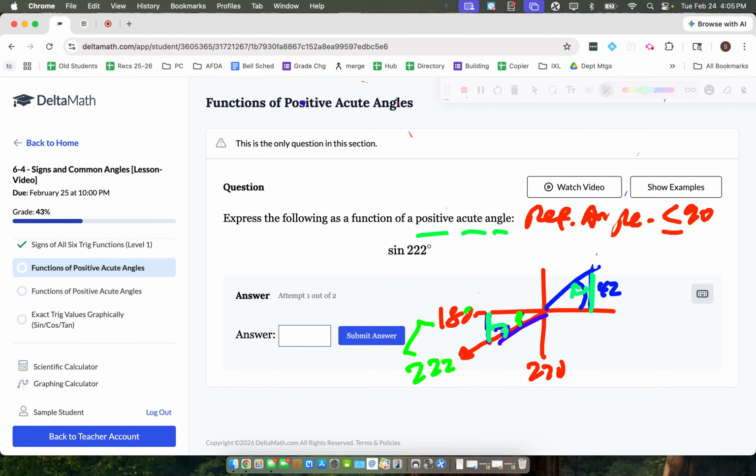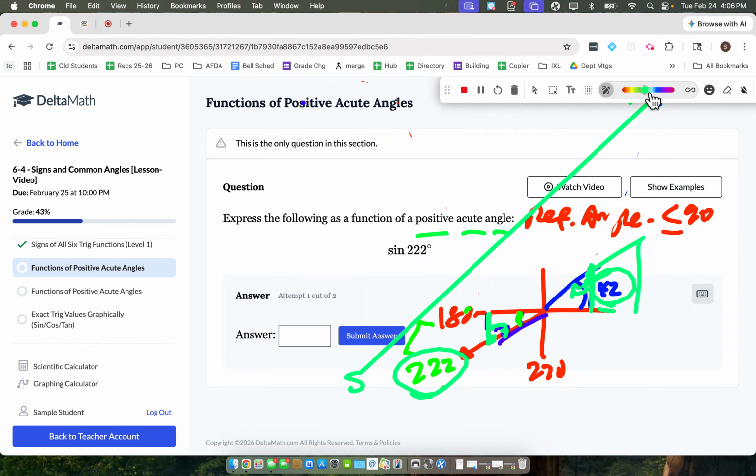It honestly doesn't matter how far out you draw that triangle. The triangles are all going to be similar, they're going to be equivalent triangles. If you do it out here or in here, the ratio is going to be the same. Sine 42, sine 222, they're going to be the same ratio. But the difference is, because we're now working in the coordinate plane, sine of 222, because it has to do with y, is going to be negative.